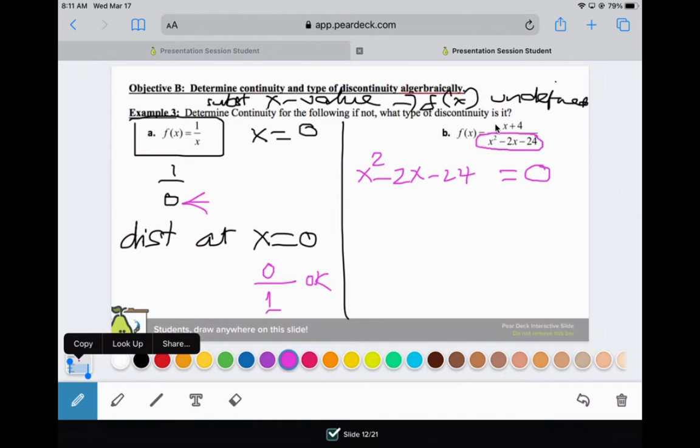So I'm going to repeat that. We know that the denominator cannot be 0 because we cannot divide by 0. So the goal is to figure out what values make the denominator 0, because those values are the points that make the function not continuous. Are we okay with that?